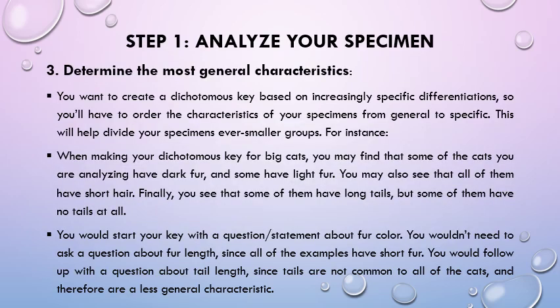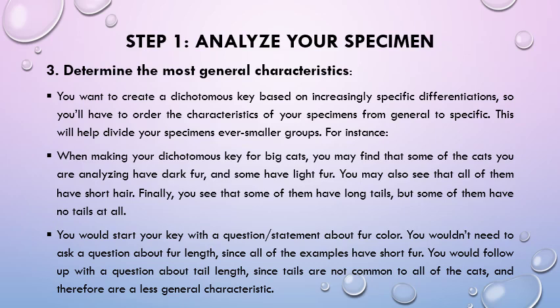The last step is to determine the most general characteristics. How can we determine the most general characteristics? You want to create a dichotomous key based on increasingly specific differentiations. So you will have to order the characteristics of your specimens from general to specific. Like in the previous slides, I have told you that if you want to make a dichotomous key for kingdom Animalia, then your first character will be vertebrates or invertebrates. So vertebrates and invertebrates is a general term because it covers a large group of organisms.